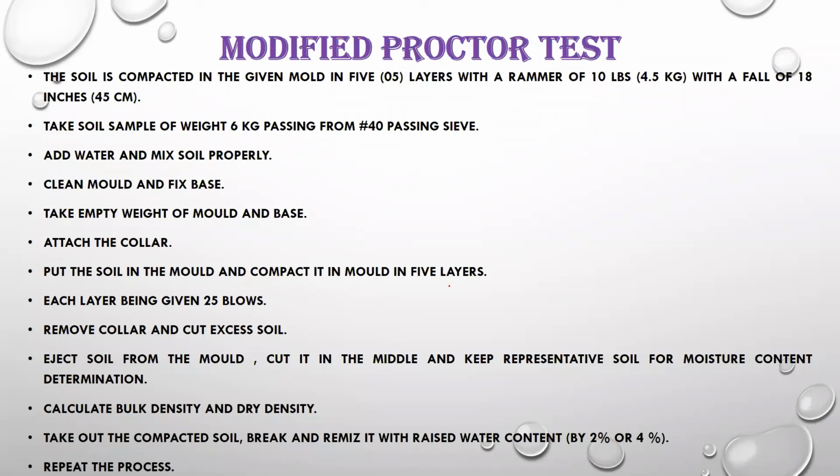Now students, this is the modified Proctor test, and this is the same, but the weight of the rammer is different. So the soil is compacted in the given mold in 5 layers with a rammer of 10 pounds, or you can say 4.5 kg, with a fall of 18 inches, 45 centimeter. Take soil sample of weight 6 kg passing from number 40 sieve. Add water and mix soil properly. Clean mold and fix base. Take empty weight of mold and base. Attach the collar.